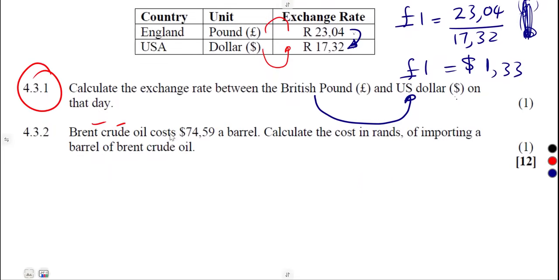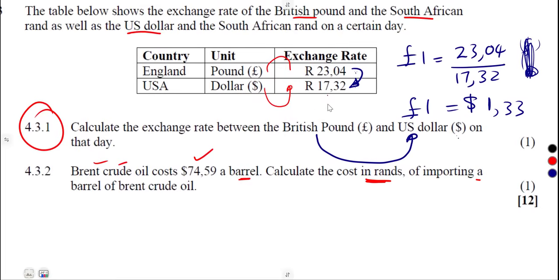Brent crude oil costs 74.59 a barrel. Calculate the cost in rand of importing a barrel of Brent crude oil. The cost in rands. Related to what? To the dollar, guys. Already there is a relationship between the rands and what? The dollar there. We'll use that. Each dollar is equivalent to what?